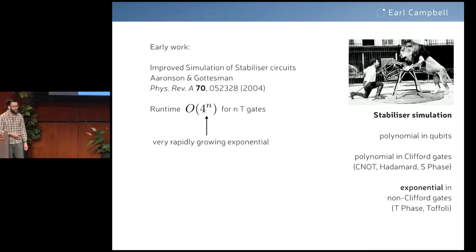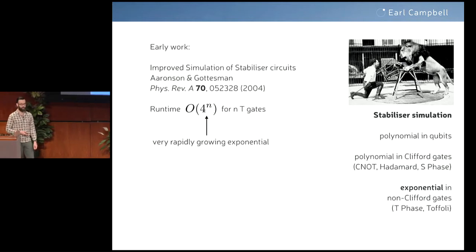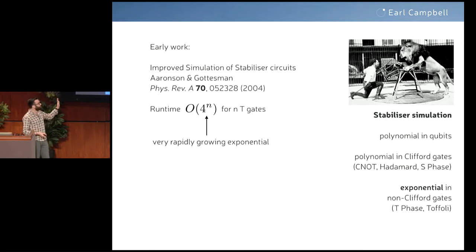So this is a really, really quickly growing exponential. So you're not going to get to a circuit with very many T gates doing this. But all they really wanted to do was a proof of principle that you could have something that has these kinds of scaling properties on the right-hand side. What we're interested in here is trying to basically tame this exponential, take it down to a more gentle exponential. So there's some hope that we might be able to get to larger system sizes.